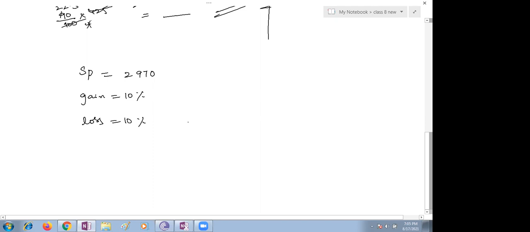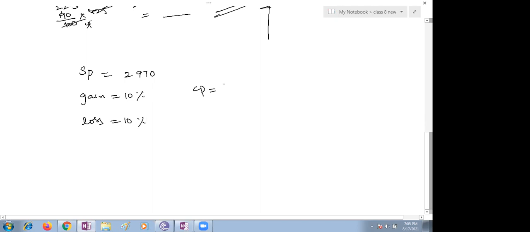SP is given, children, right? The gain is 10%. Then we have to find out the CP. What is CP, children? How do we find the cost price of this? You have to subtract 10% of SP from that, right?